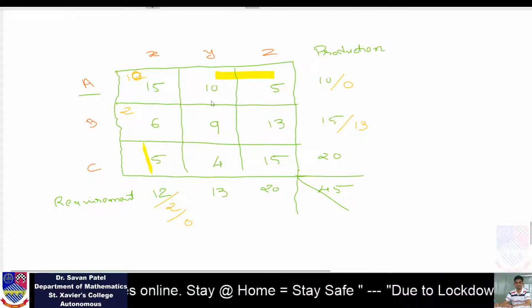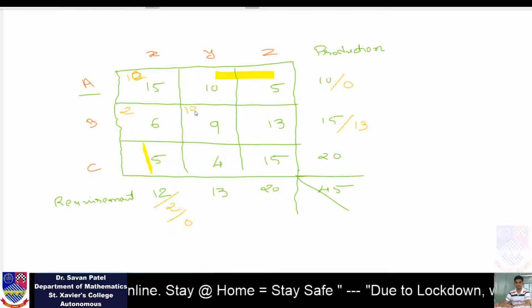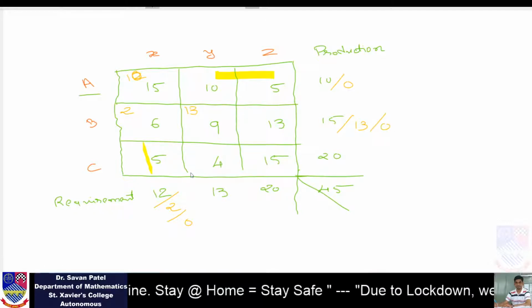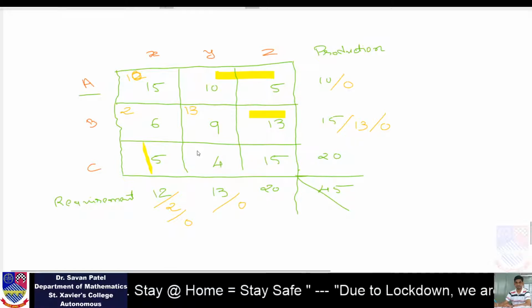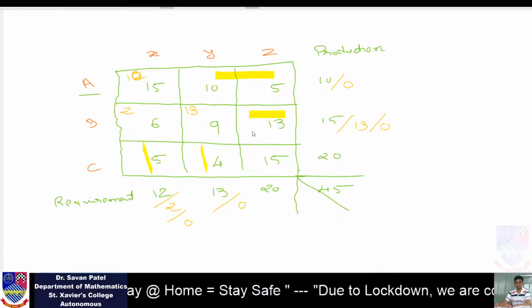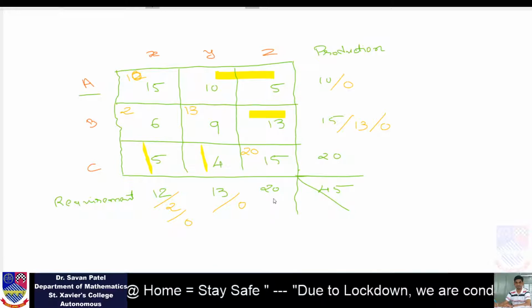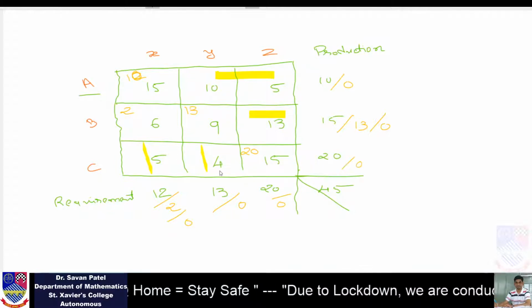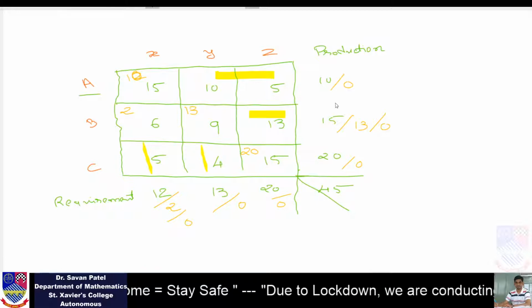Now we have this as the northwest corner, the minimum of 13 and 13 is 13. So here we have 0, here also we have 0. So this column and this row are both cancelled. And here we have 20 on both sides. So the minimum is 20 and 20. So here we have 0 and 0. This is our table, and this way we are transporting.